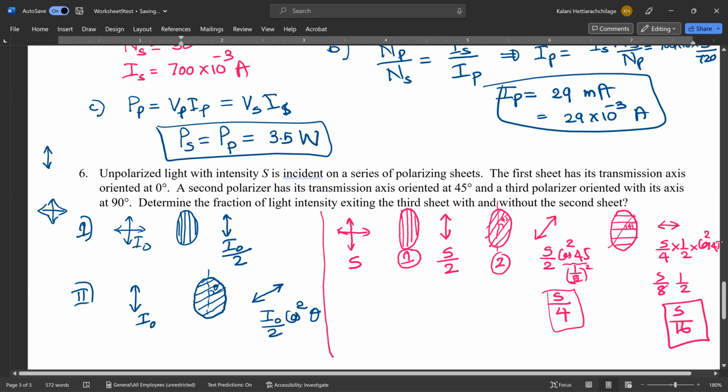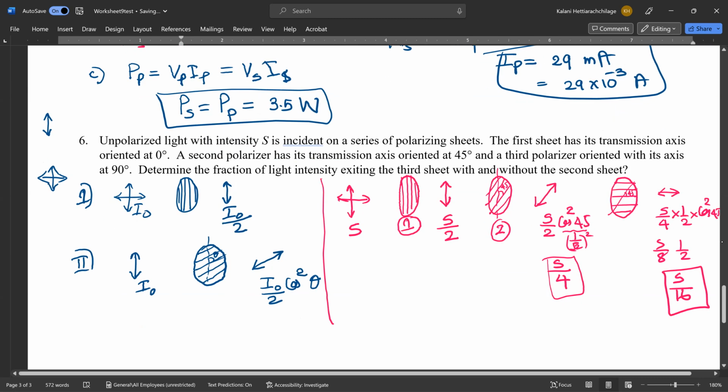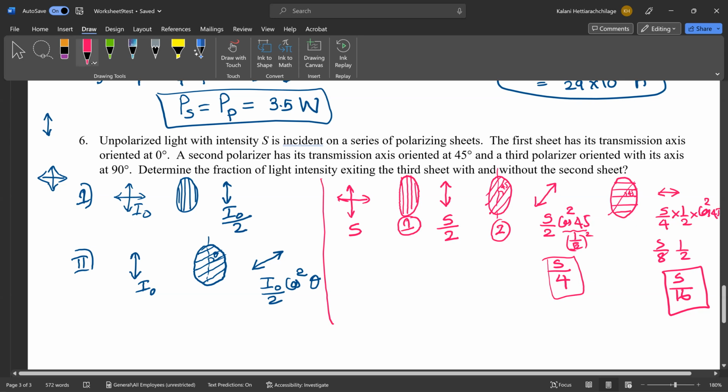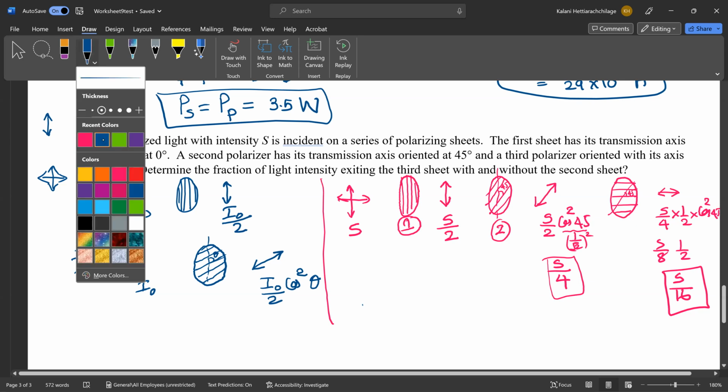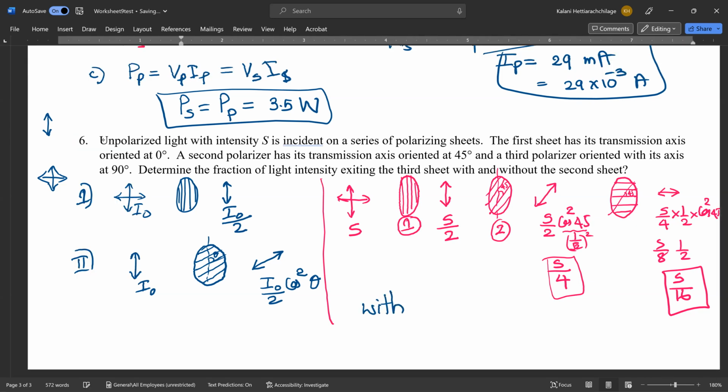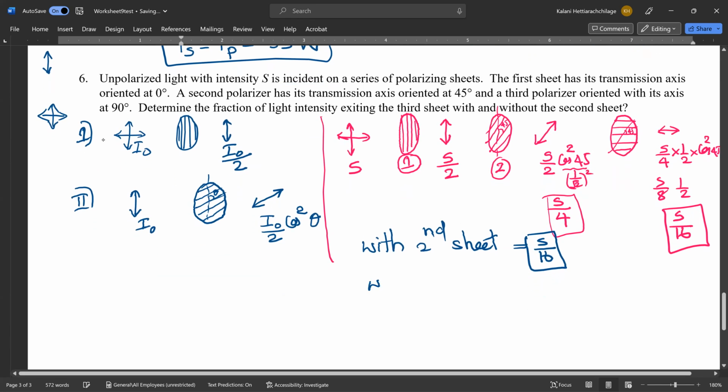Now the question is to determine the fraction of light intensity that exits the third sheet with and without the second sheet. Because we have done everything already, with the second sheet the intensity will be S over 16.